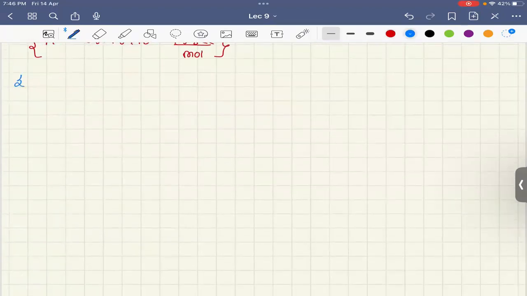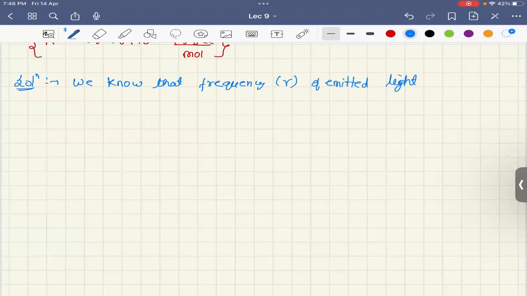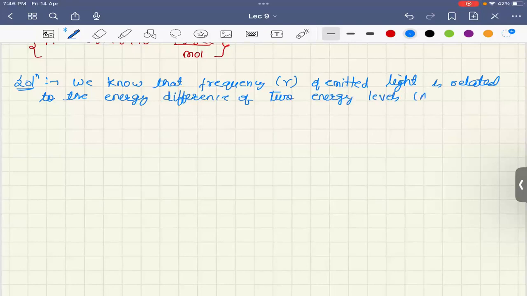So this is a very simple problem. So we know that frequency, that is nothing but nu of emitted light, is related to the energy difference of two energy levels, which is nothing but delta E, as delta E is nothing but h nu, which is nothing but hc by lambda.